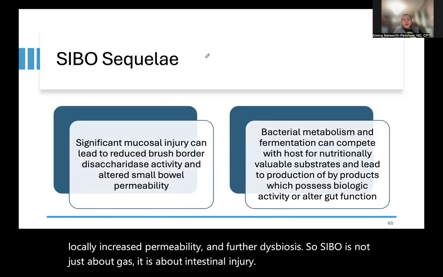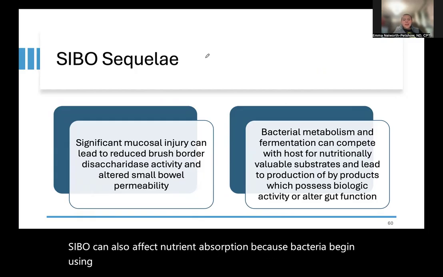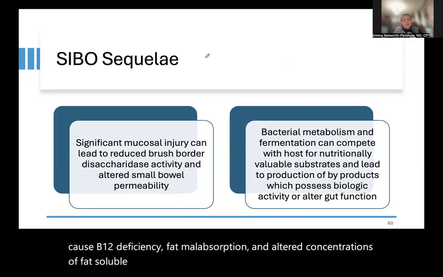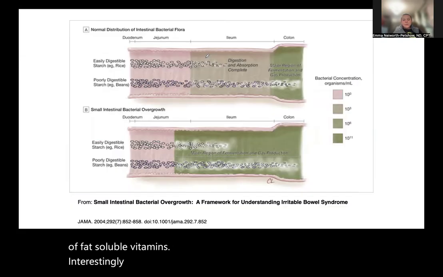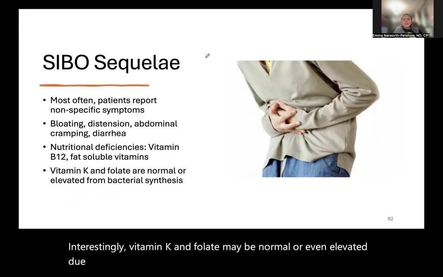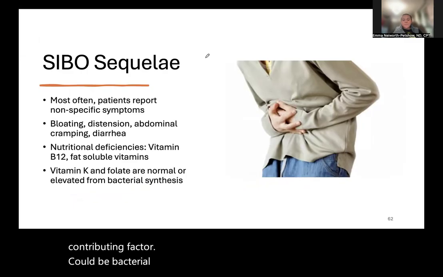SIBO can also affect nutrient absorption because bacteria begin using nutrients before the host can actually absorb them. This can cause B12 deficiency, fat malabsorption, and altered concentrations of fat-soluble vitamins. Interestingly, vitamin K and folate may be normal or even elevated due to bacterial synthesis. Clinically, patients often report fatigue, neuropathy, and symptoms that mimic IBS, but the root cause or a contributing factor could be bacterial overgrowth.